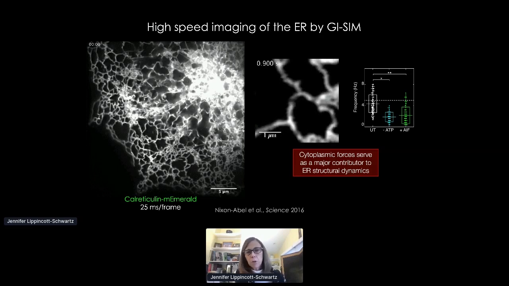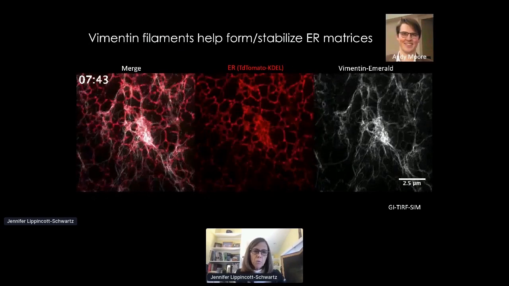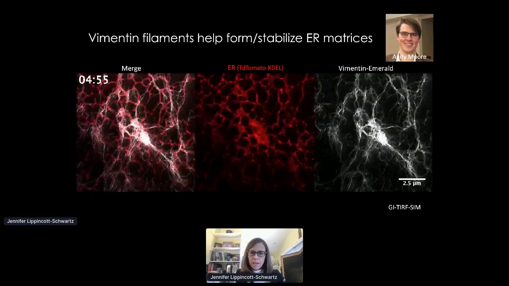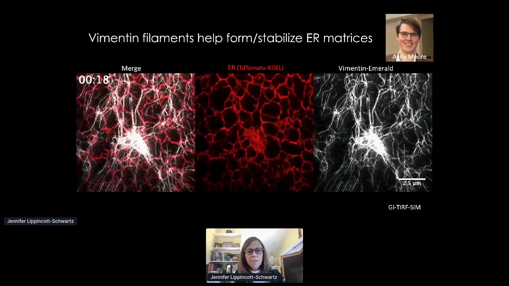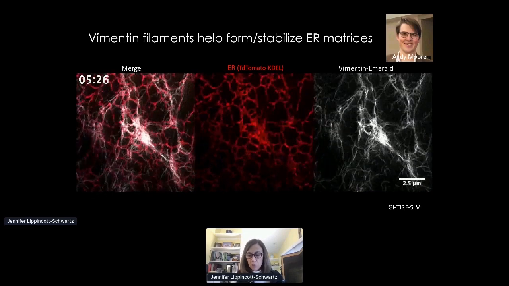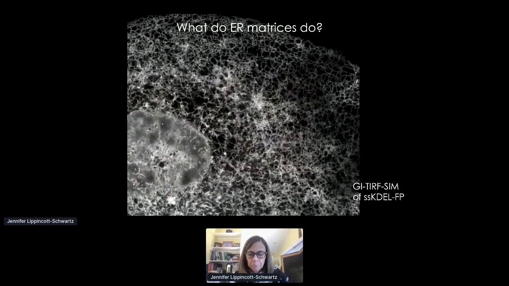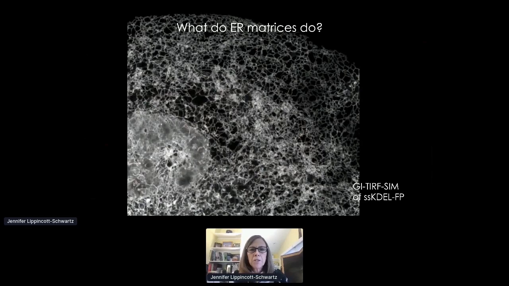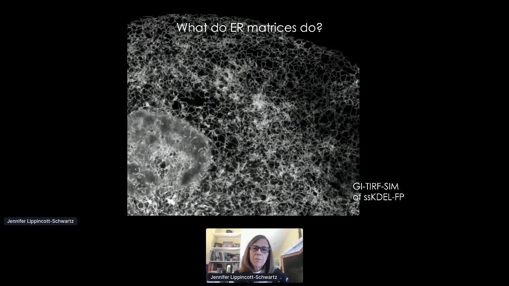We know that the ER can pull itself out on the microtubules, and the actin cytoskeleton can also push the ER around. But recently, what's been very exciting is that we found that vimentin filaments seem to be playing a very important role in driving this clustered organization of the ER that creates these ER matrices. So what are these ER matrices doing? Well, a clue really came from this vimentin work, because we know in the literature that vimentin can interact with certain types of mRNAs.